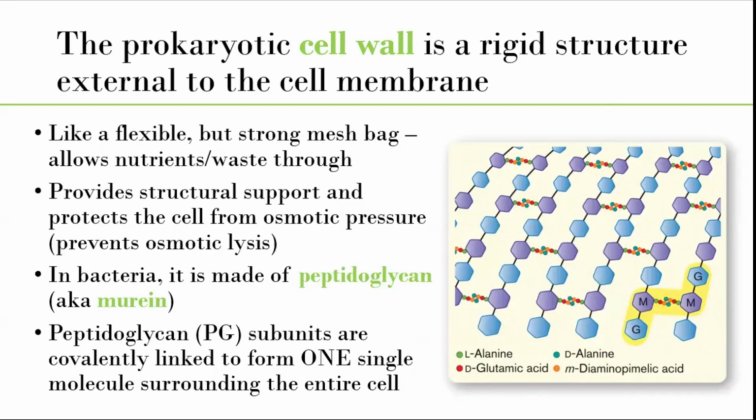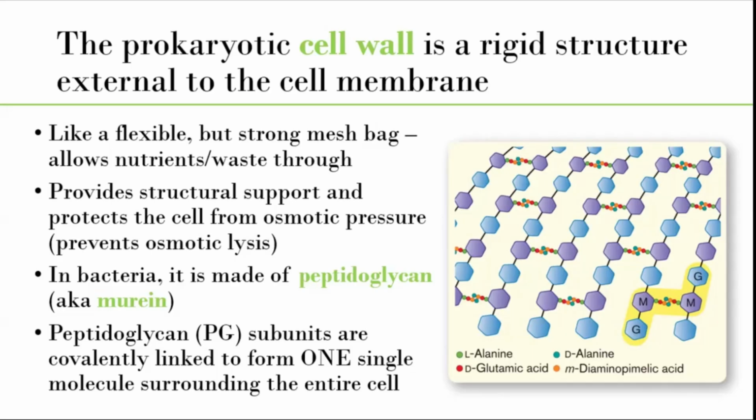And it has to have holes because we still need to get food in, and we still need to get our waste out somehow. If it was solid, nothing could get in and out, and we'd starve to death. Or we'd die from all of our waste products. So the job of it is to provide structural support, but mainly to protect the cell from that osmotic pressure. So as the water comes in and it's pushing out on the membrane, the cell wall keeps it from lysing.